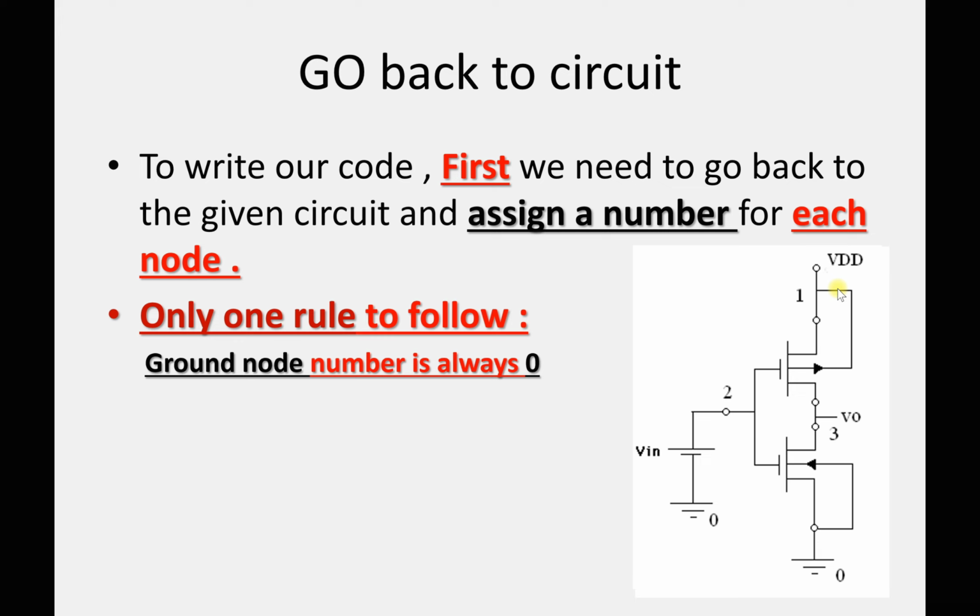The node between VDD and the source and bulk of the PMOS was numbered 1. The input node was 2. The output node was 3. Then I asked you how many components we have in our circuit. And we said that we had 4 components, 2 of which were similar, which are the voltages, and then we have the 2 transistors, which are NMOS and PMOS.